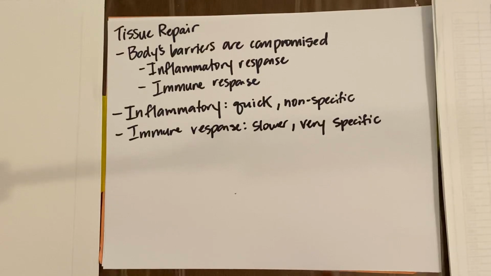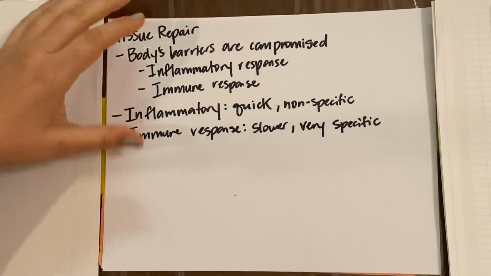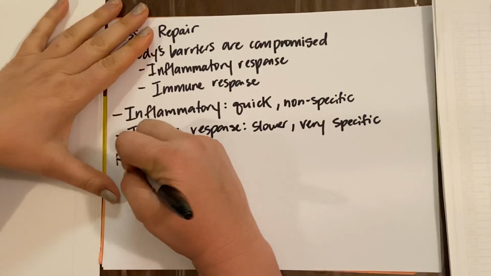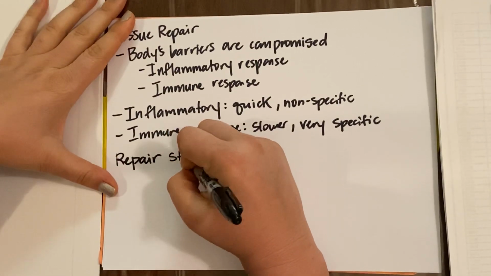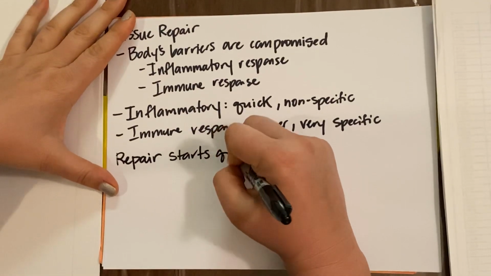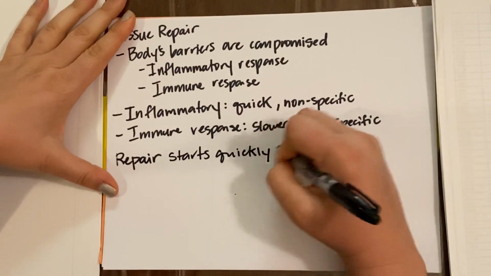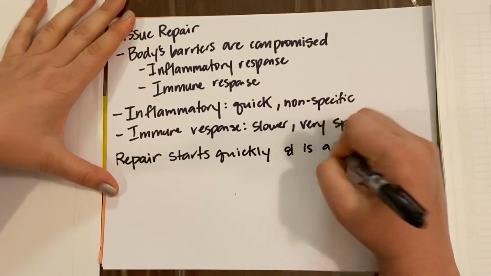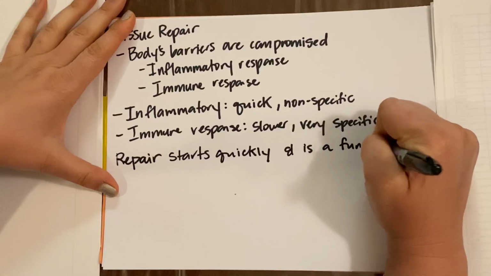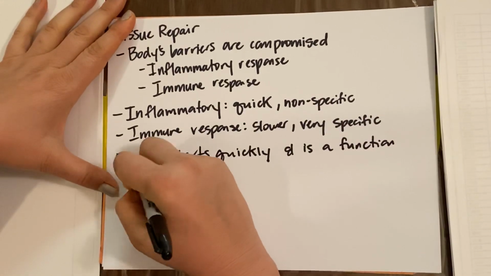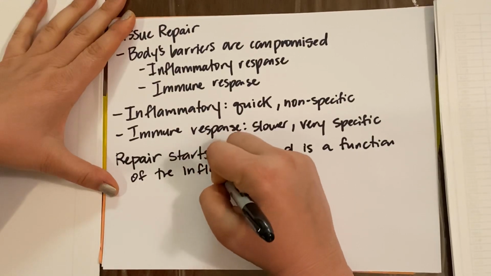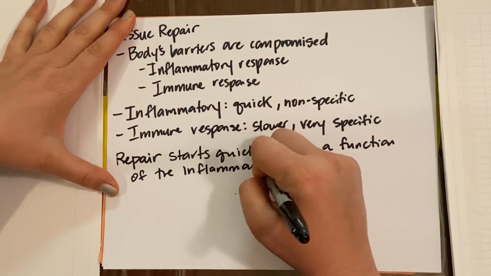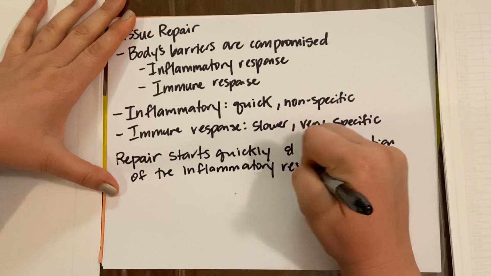All right. And because we're talking mainly about the beginning of tissue repair, we're going to talk about the inflammatory response. Okay, and so repair starts quickly and is a function of the inflammatory response.